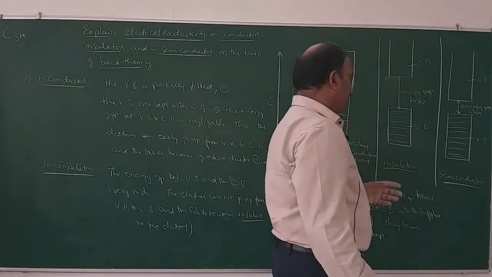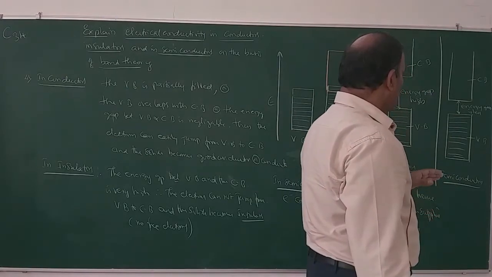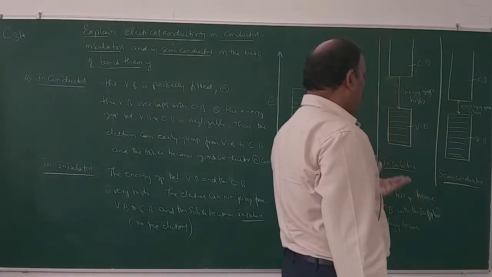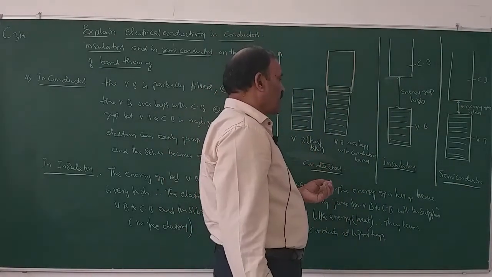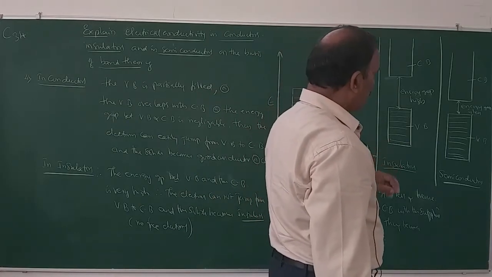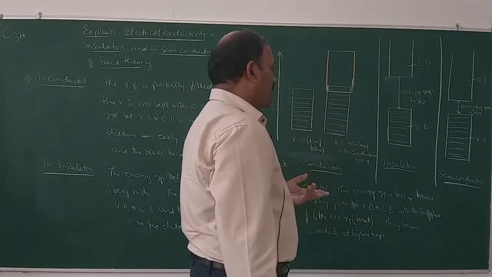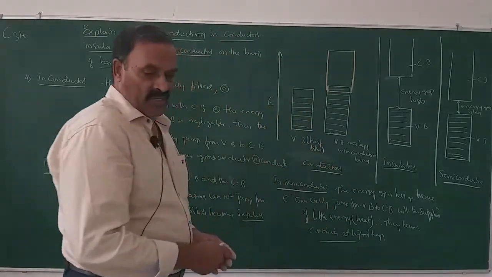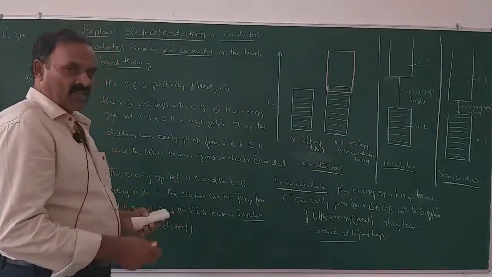In semiconductors, the energy gap is less. Electrons can easily move from valence band to conduction band by the supply of energy in the form of heat. Therefore, semiconductors become conductors by increase of temperature. So this is the difference between conductors, insulators and semiconductors.